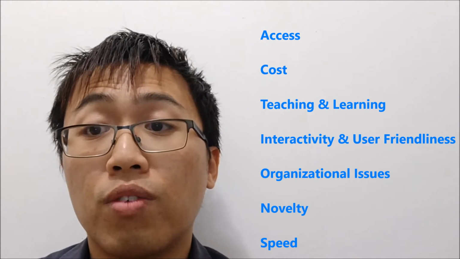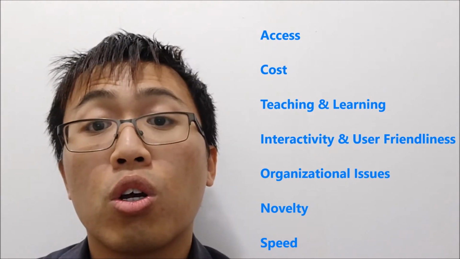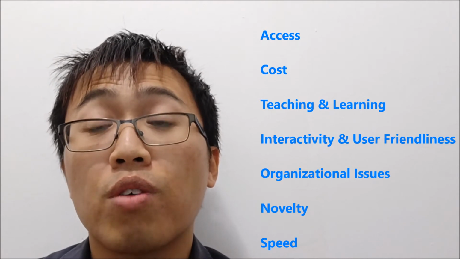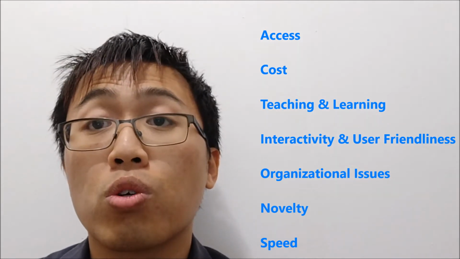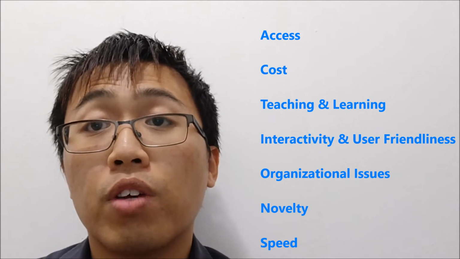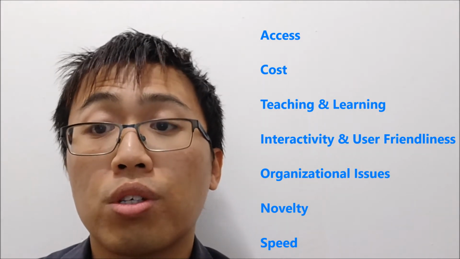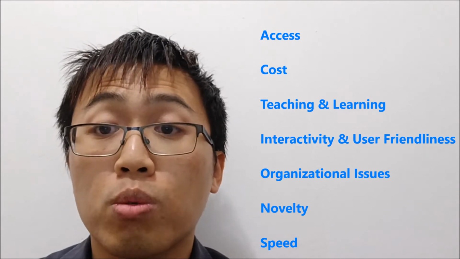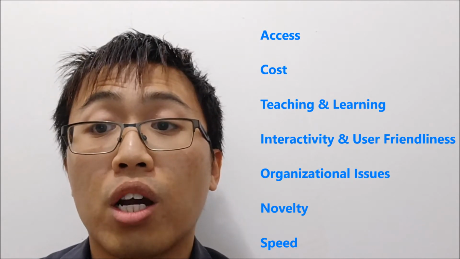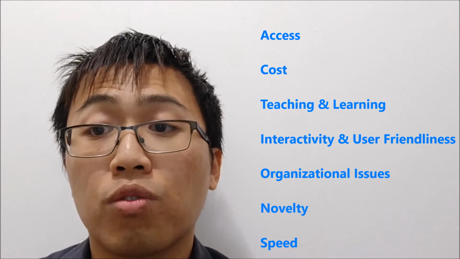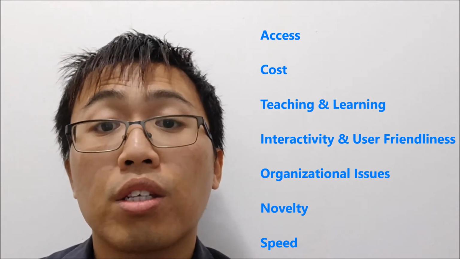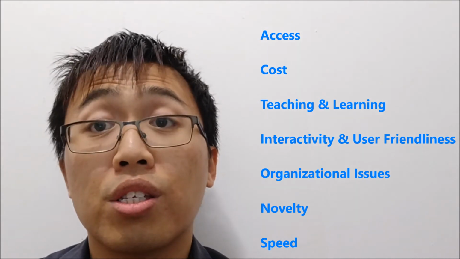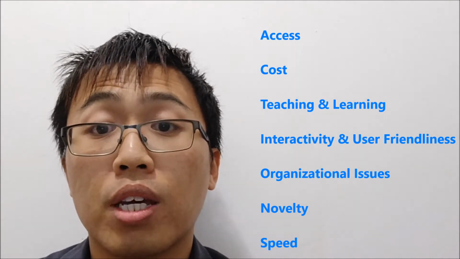Fourth, interactivity and user-friendliness. Learners will not use the technology if it doesn't meet this criteria of being both interactive and, of course, user-friendly. Fifth, organizational issues. This is something that our board must manage as a whole organization in terms of adoption across the entire organization if it's to be successful. Sixth, novelty. Is this really cutting edge? Is the technology bringing something new to the table?